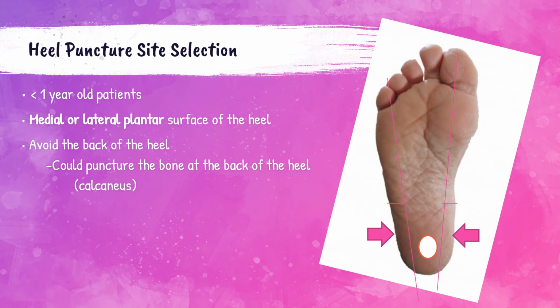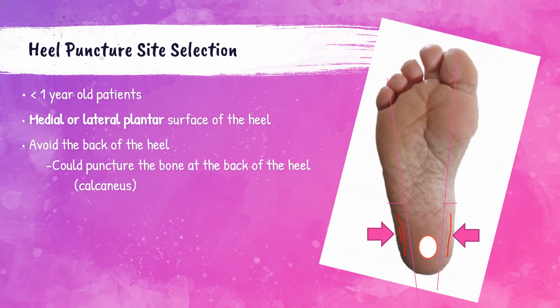Now, once a child has started to walk, a heel puncture is not advised and a finger stick or venipuncture should be performed. The correct site for heel puncture is the medial or lateral plantar surface of the heel. This area is indicated by the pink areas on this picture of the foot. So let's see, this area here.